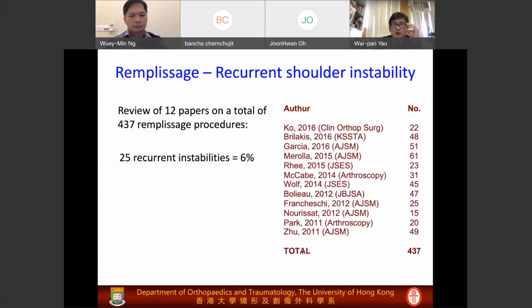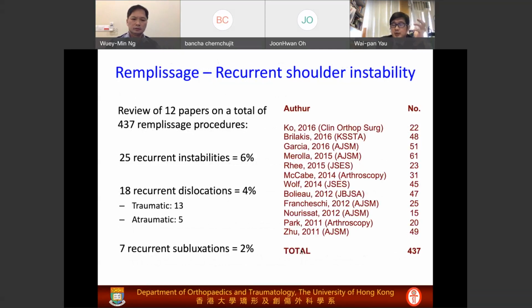So on review of the results of this remplissage procedure, it is actually very encouraging in that the recurrent instability rate is only less than 6%. And 4% is a true recurrent dislocation, another 2% is a recurrent subluxation feeling.